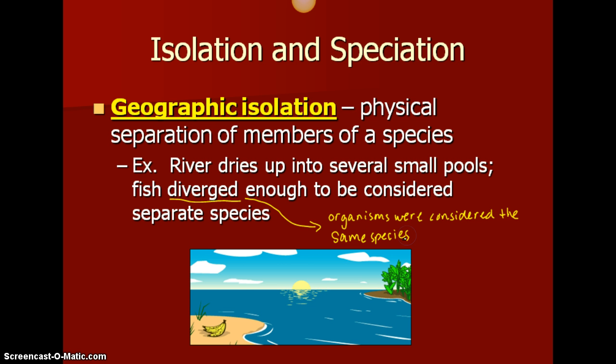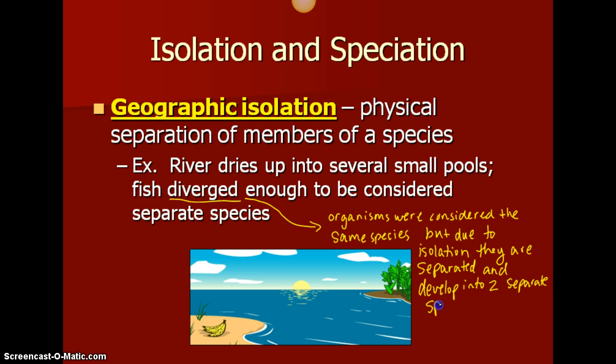but due to some type of environmental factor, which in this case would be isolation, they actually develop into two separate species. Now, it doesn't just have to be isolation, but in this case, that's what we're talking about. They're separated from each other. And they basically develop into two separate species.